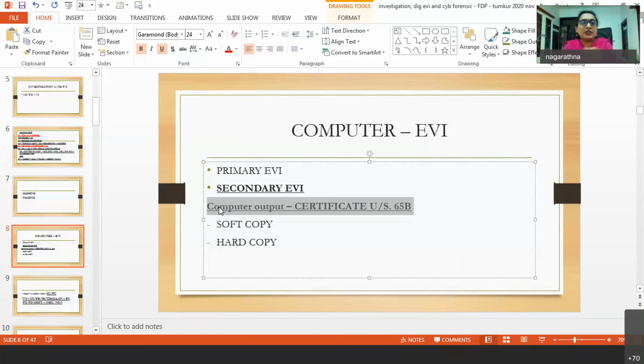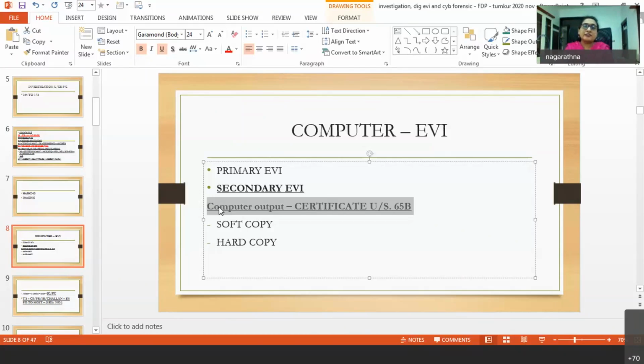Okay, now think of an investigation that has been done by the police. So they've taken CDR, call data records. Let's assume they've taken it from BSNL officers. And this is a case I had investigated 3 years back. At that time I didn't know I needed a certificate. So I just took the CDR, I just have a printout or soft copy, and I've given it to the court. The court will throw away your evidence because you don't have a 65B certificate.